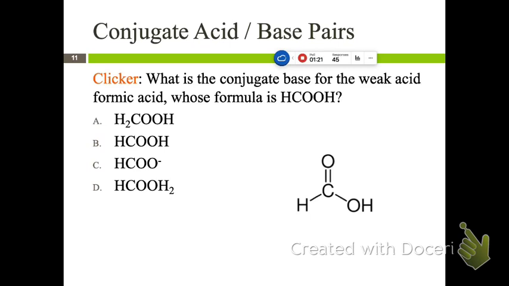Okay, the last thing we're going to do is conjugate acid-base pairs. So the idea is that when something goes into water, if it's an acid, it's going to give up an H+. If it's a base, it'll accept it. So if we look at our options, this is formic acid. The formula is the same. This is the formula, this is the structure. Which one of these is considered the conjugate base of this acid?